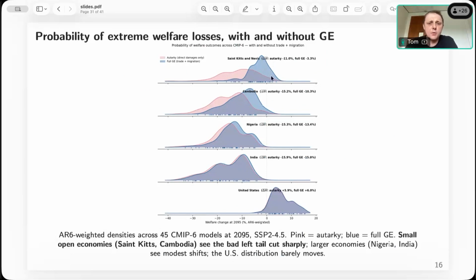The reason that there's two distributions shown on each plot is the red distribution here is showing the impacts of climate change from a model run in which we're not allowing countries to trade or to migrate, whereas the blue one is allowing the full response, so allowing for adaptation as well. And you can see, especially for a small economy or for a very hot economy, general equilibrium mechanisms such as trade and migration can imply insurance against those really bad outcomes.